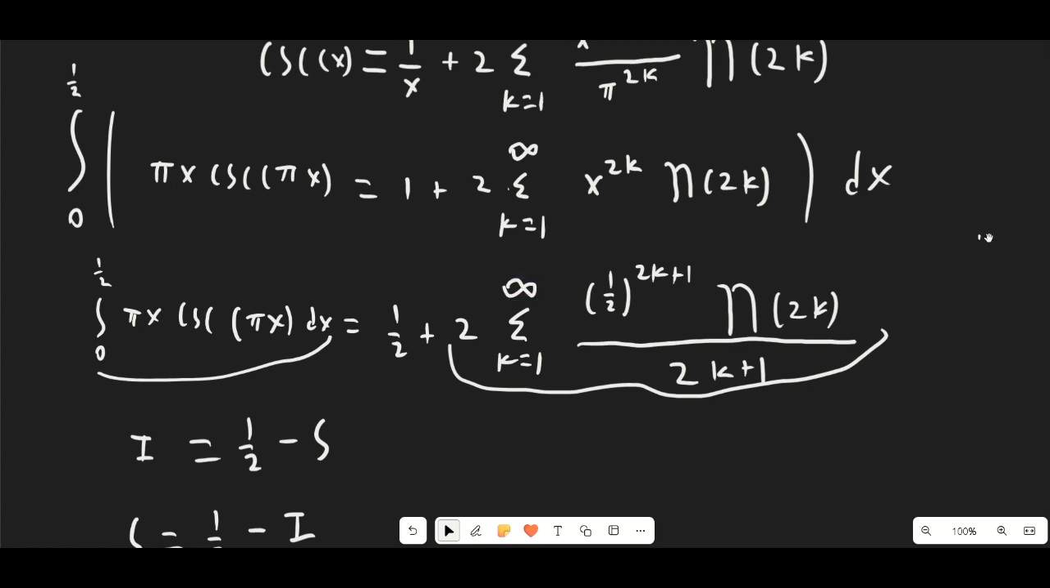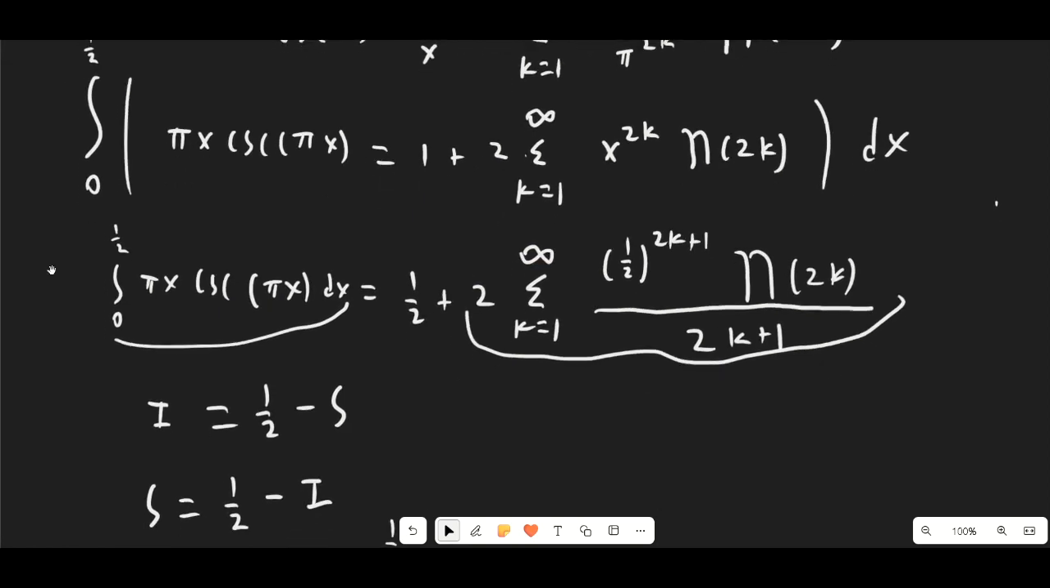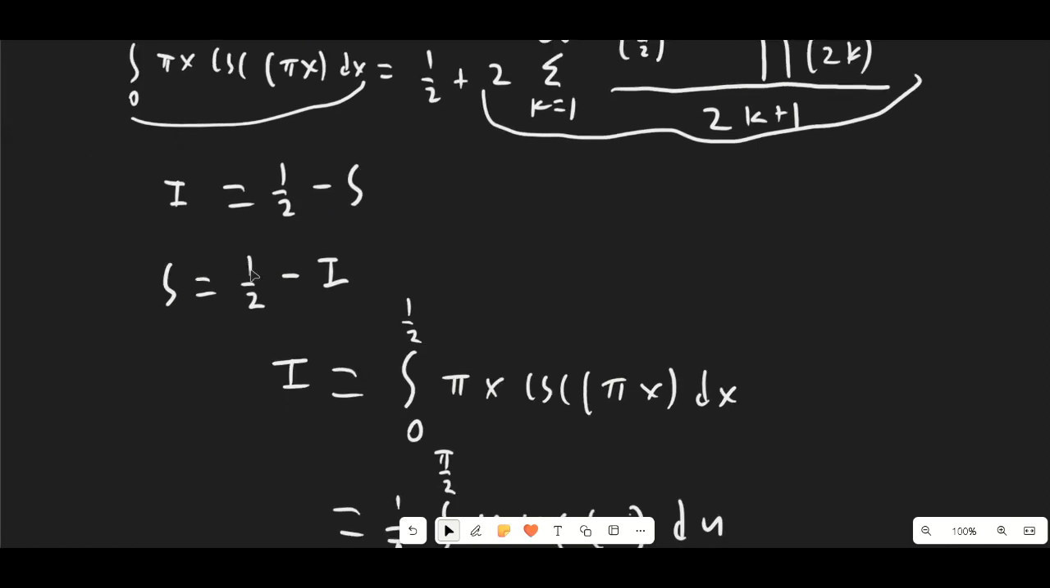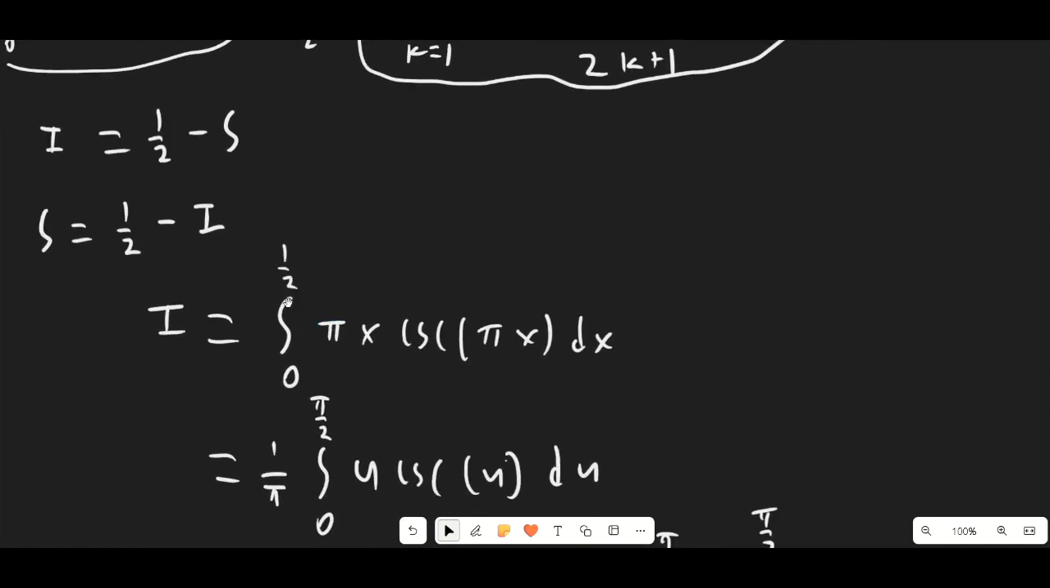So if we call our summation s, we're going to get that this integral I is equal to 1/2 minus s, because remember s had that extra negative sign, which is the same thing as s is 1/2 minus I. And now all that's left is to evaluate I, which is the integral from 0 to 1/2 of pi x times cosecant pi x dx.